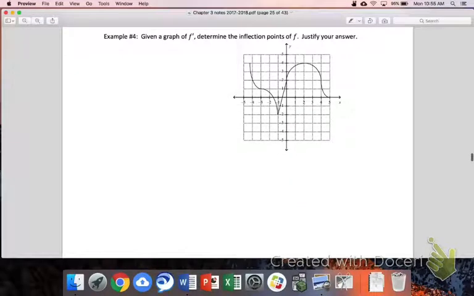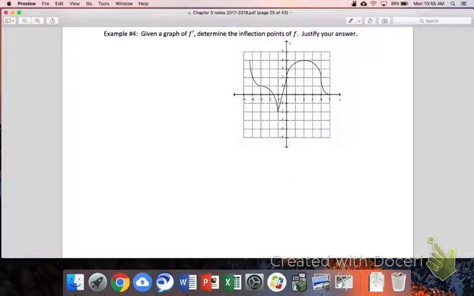All right, example number 4. This brought up some interesting discussion in the other class. Let's see how this goes for you. It says, given a graph of f prime, determine the inflection points of f, and we're supposed to justify our answer. So let me just remind you, you're given a graph of f prime here.